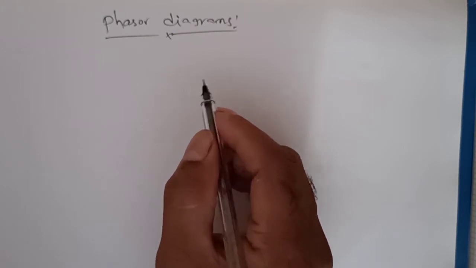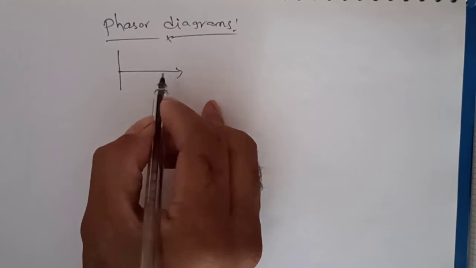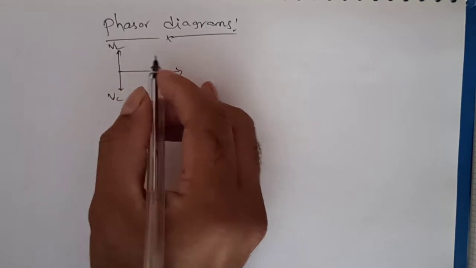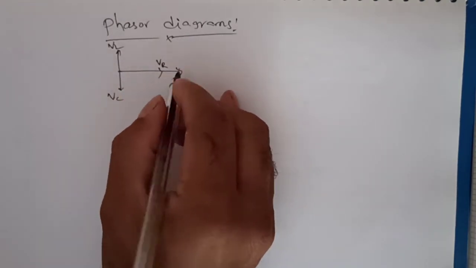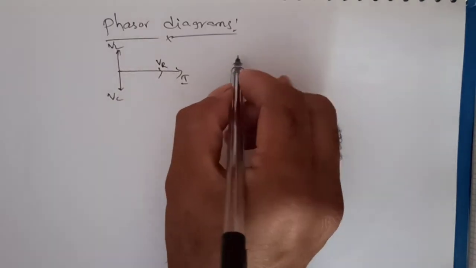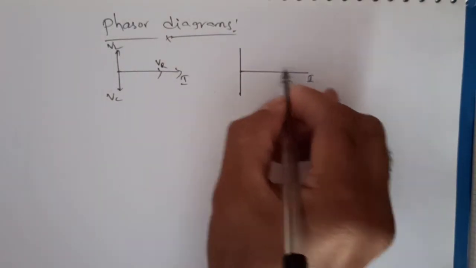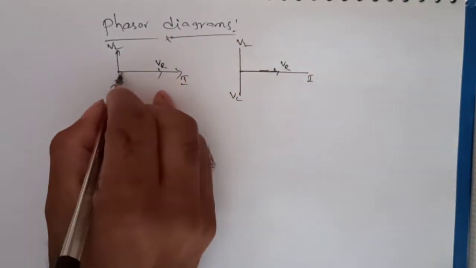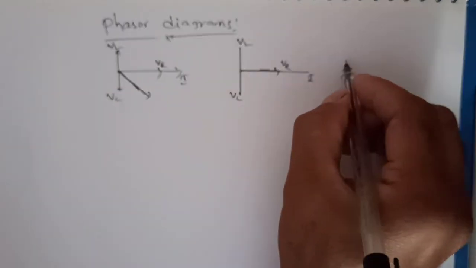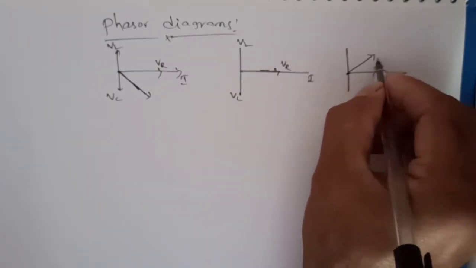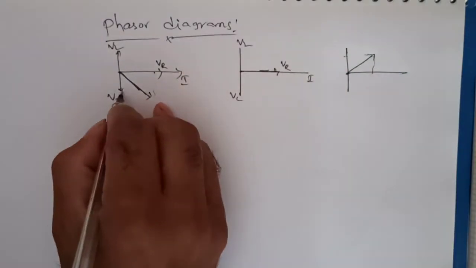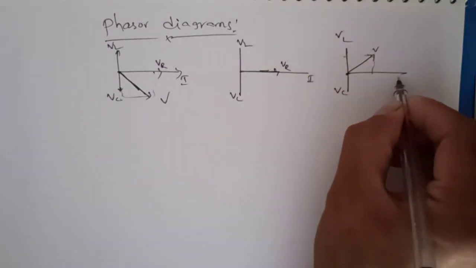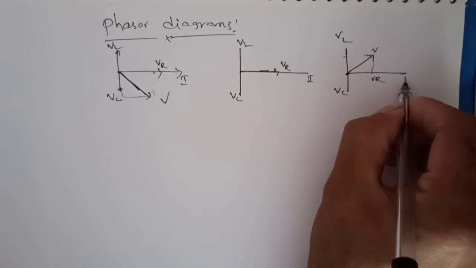Now let us see the different cases and how exactly we can draw them. So this is VC and VL. We know that positive and negative, and the resistance voltage VR. I am taking three different cases: I, VL, VC, and this is VR. And the third case: VL, VC, VR, and this is I.